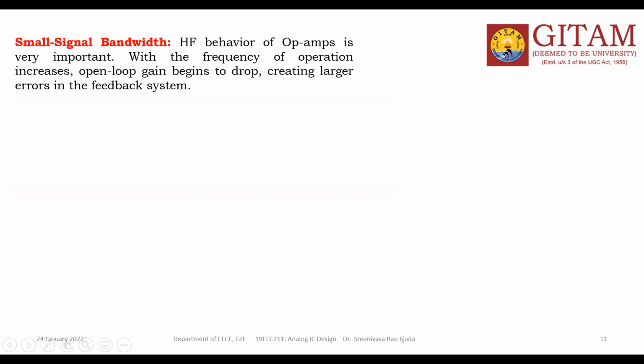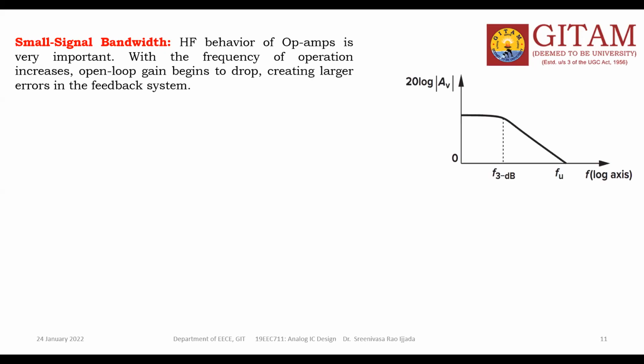The next parameter is small signal bandwidth. Bandwidth means the range of frequency for which the signal amplification is good, where the input signals are faithfully presented at the output. So the high frequency behavior of the op-amp is very important. If the frequency of operation increases, the open loop gain begins to drop. You can see this picture.